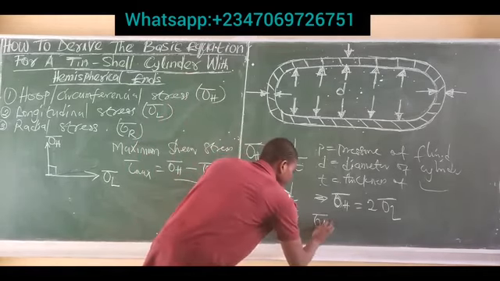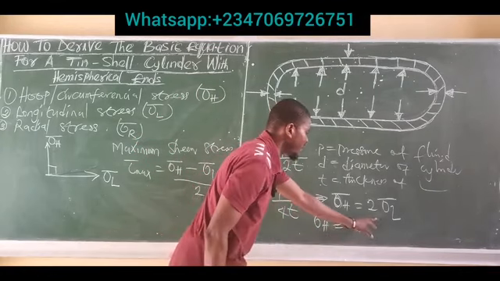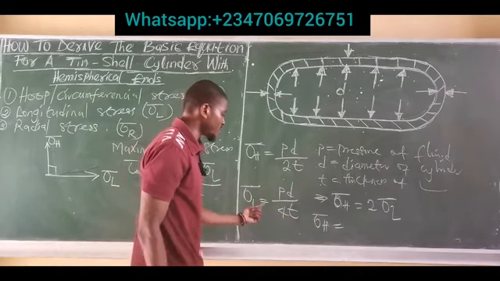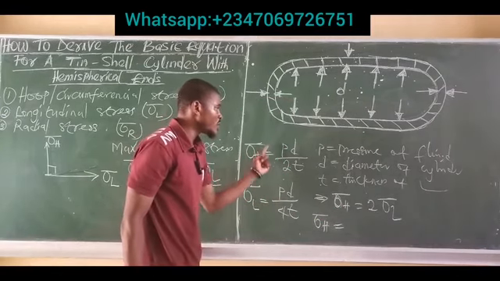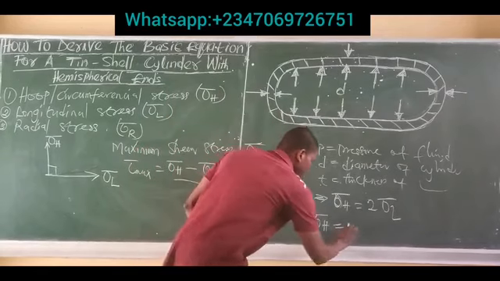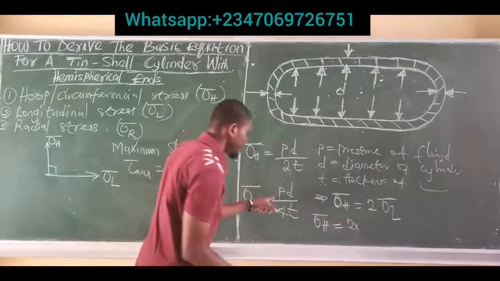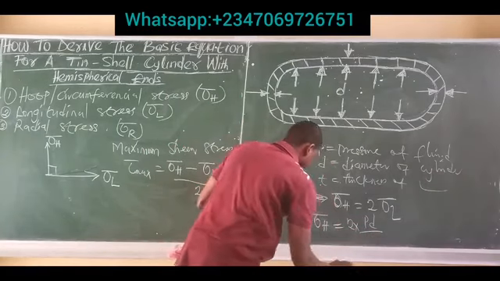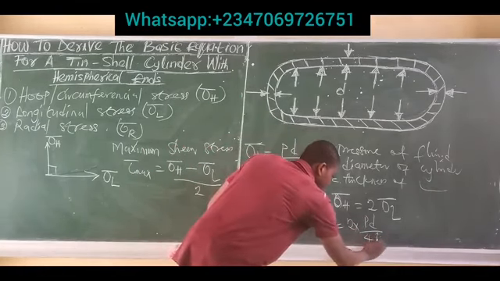Hoop stress is equal to, we said, 2 times the longitudinal stress, and this is the formula for longitudinal stress. So if I multiply this formula by 2, I should be able to obtain the formula for the hoop stress. This is simply 2 times the longitudinal stress, which is pressure times diameter all over 4 times thickness.